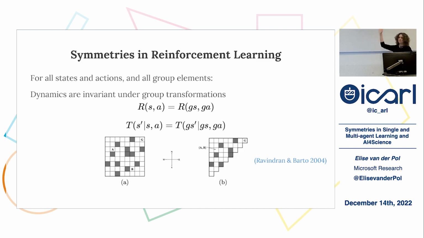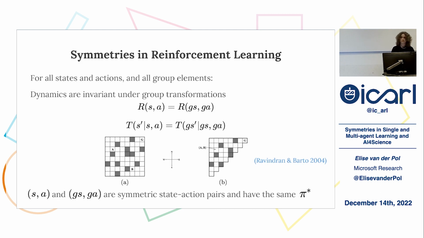So given that we have a symmetry along the diagonal, it means that we can, in principle, find a smaller MDP where we've kind of folded over this symmetry, and we can do our planning there, which should be more efficient because it's a smaller space. And importantly, if I have symmetric state action pairs SA and GSGA, that means they have the same optimal policy. And that's kind of important because that's what lets us do all the other stuff.